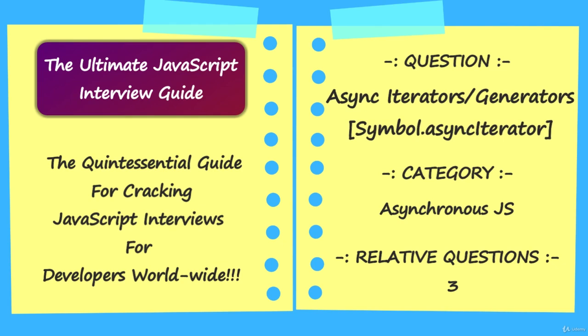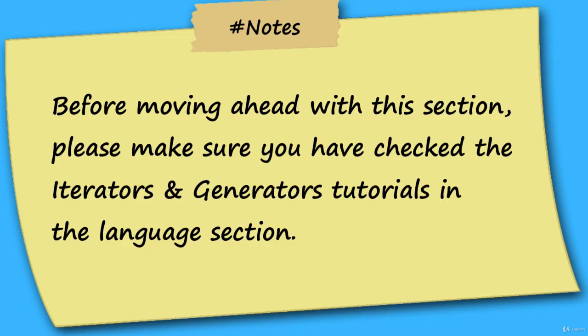In this asynchronous JavaScript category, we are discussing one more asynchronous iterator and generator concept. The Symbol.asyncIterator is the symbol which is used in this case. There are three related questions to this topic.